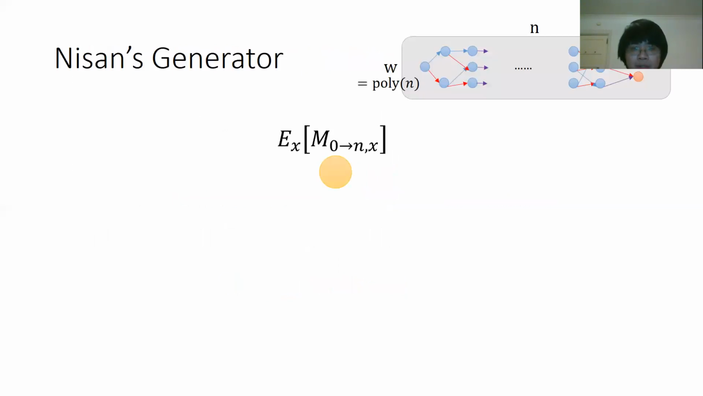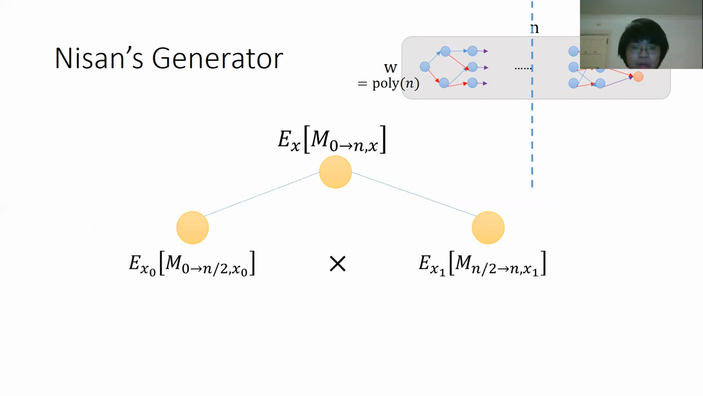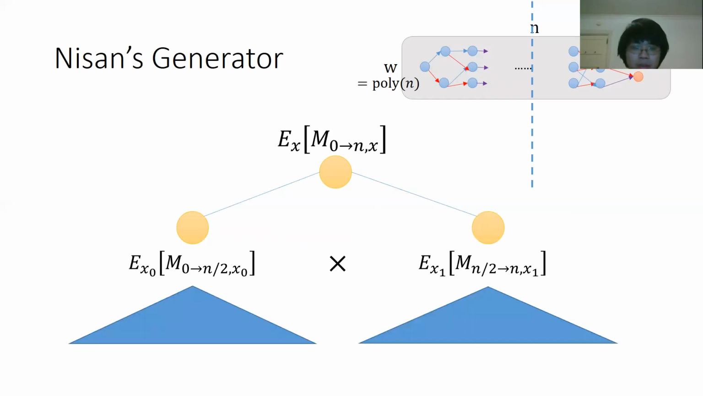So with this matrix view, now we are ready to introduce Nisan's generator. In Nisan's generator, we want to compute the random walk matrix. And the first step is we will decompose this matrix into two halves. So the random walk matrix can be expressed as a product of the random walk matrix of the first half and the random walk matrix of the second half. And we can do this decomposition recursively. So we will get a binary recursion tree with log n levels.